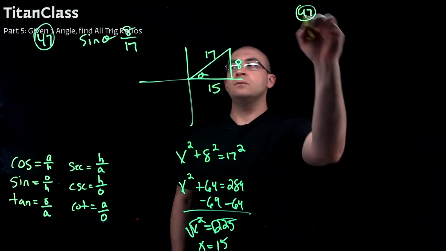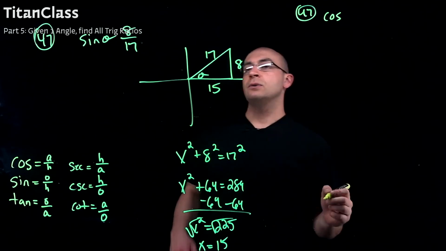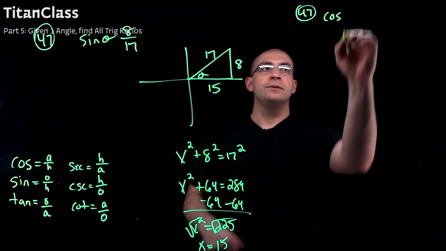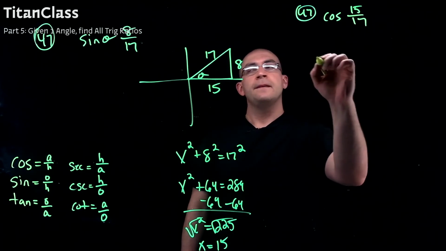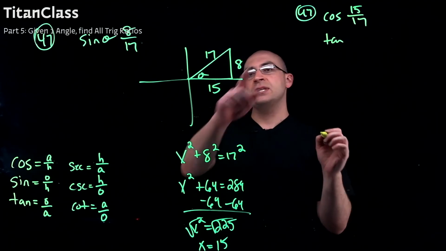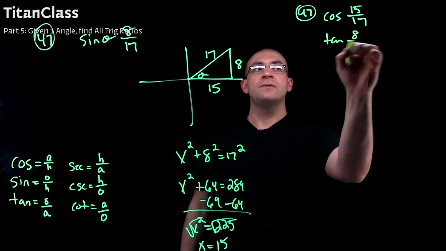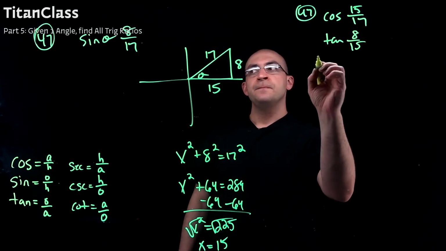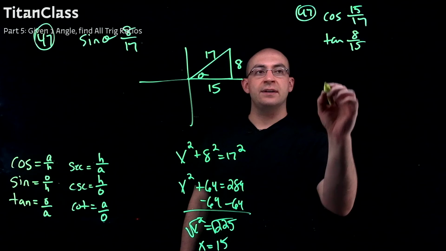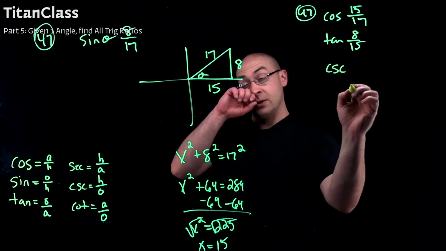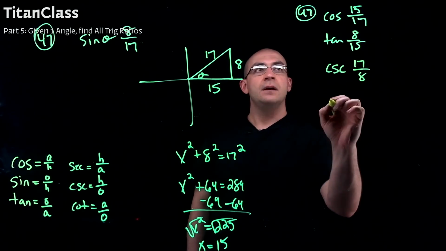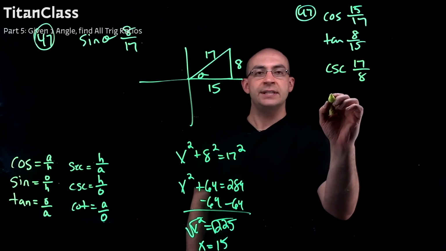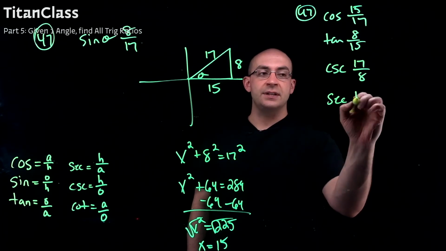So 47, we know sine, so let's go back to cosine. Cosine is going to be adjacent over hypotenuse, so 15 over 17. We'll go to tangent, which is opposite over adjacent, so 8 over 15. And then let's go just strictly off of the ratios. If sine was 8 over 17, its opposite or inverse cosecant is 17 over 8. If cosine is 15 over 17, secant, its inverse, is 17 over 15.